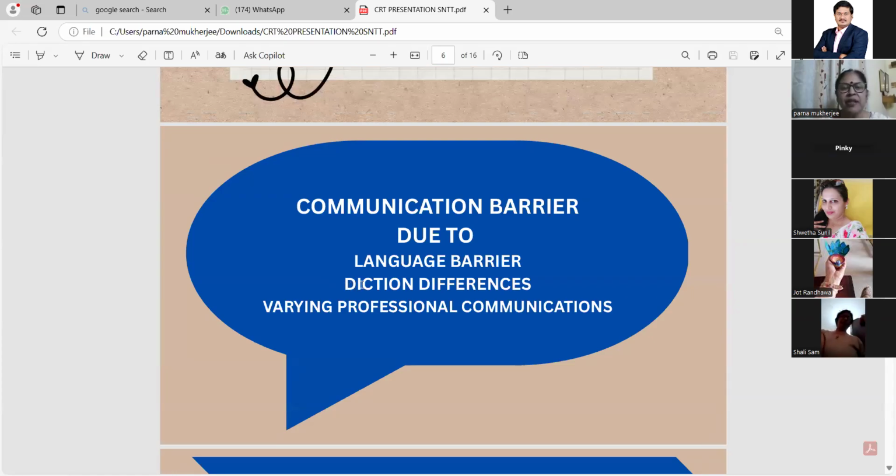Now, the second point that I'm talking about here is diction differences. Every part of India has different pronunciations of the English language. For example, with no offense to anybody, many people from the South pronounce M as "yem" and N as "yen". Like that, if you go to West Bengal, they are not able to say "father", they will say "fadar".